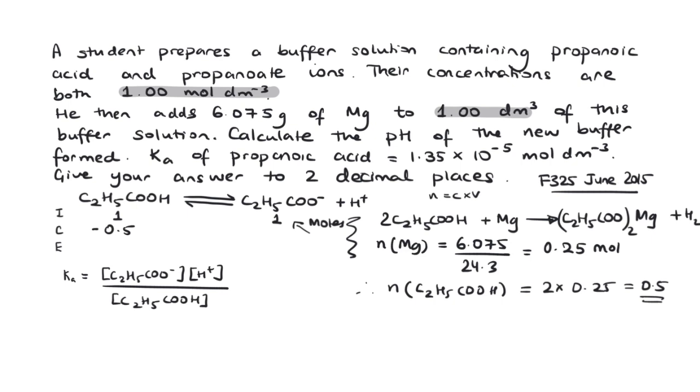Okay, so that's already reacted, so we put it down as a change in our equation back over here. Similarly, because the ratio of the propanoate ions is 1:1 with the acid, it means that 0.5 moles of these will be formed as a result. So at equilibrium, you're going to be left with 1 minus 0.5, which is 0.5, and 1 plus 0.5, which is 1.5 moles. So this is what you're left with at equilibrium in terms of moles.